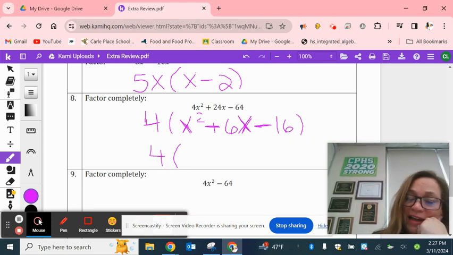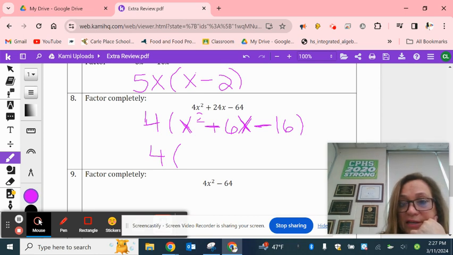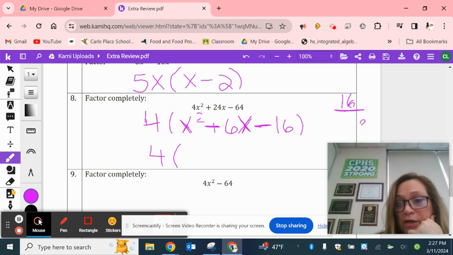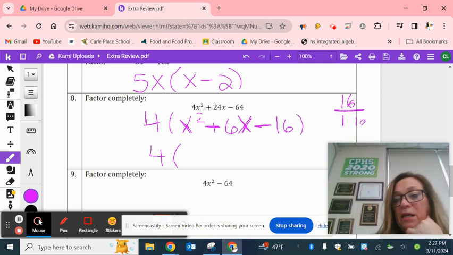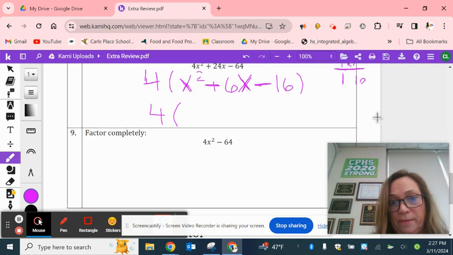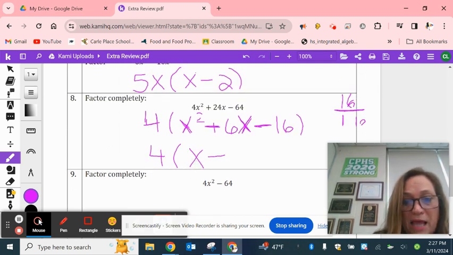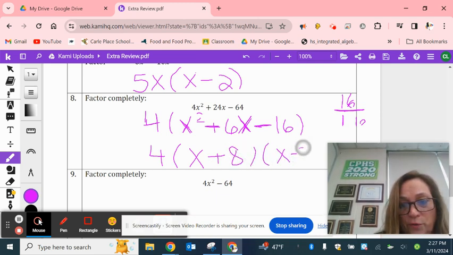And I'm looking for factors of 16 that are going to give me a 6. So I'm going to use 8 and 2, right? 1 and 16 won't work. I'm so sorry about this pen. But 2 and 8 will work. Okay? So that's going to be x plus 8, x subtraction 2.